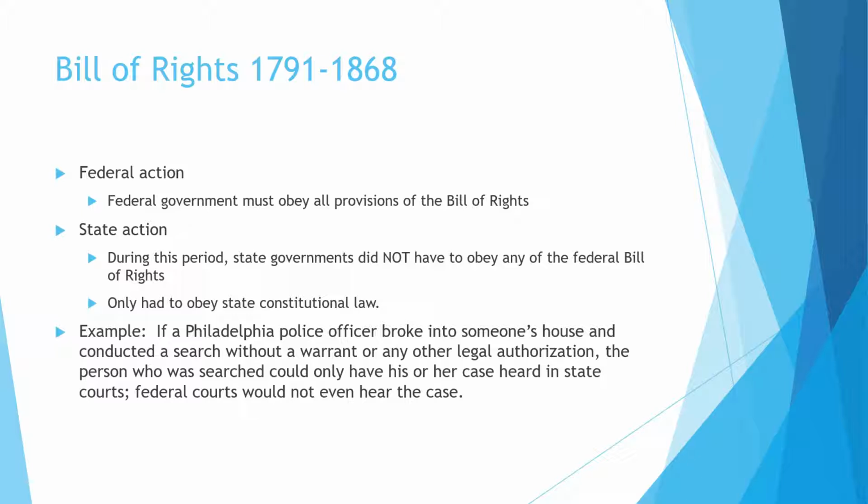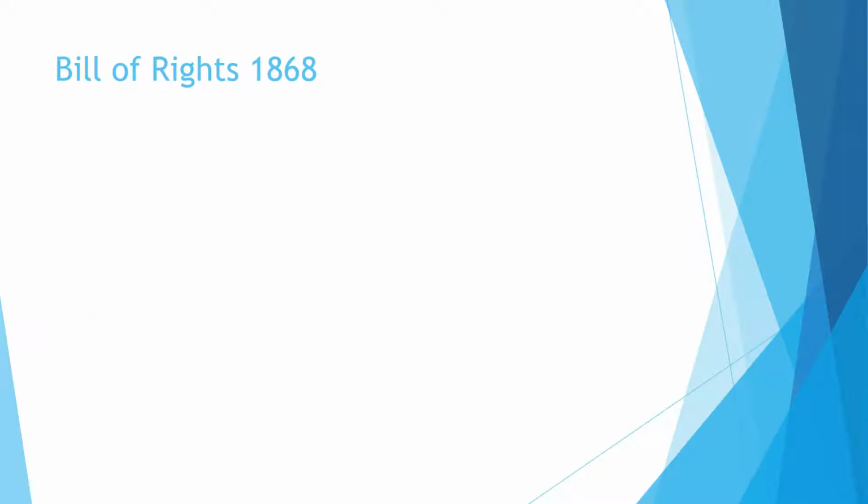Well, a similar kind of thing would happen in 1845. The federal courts would say, why are you even here? The Bill of Rights does not apply to the Philadelphia police. You think the police officer did something wrong? Go into the Pennsylvania courts and argue there. So 1791 to 1868, for the federal government, they have to obey all of the Bill of Rights. For states, they don't have to obey any.